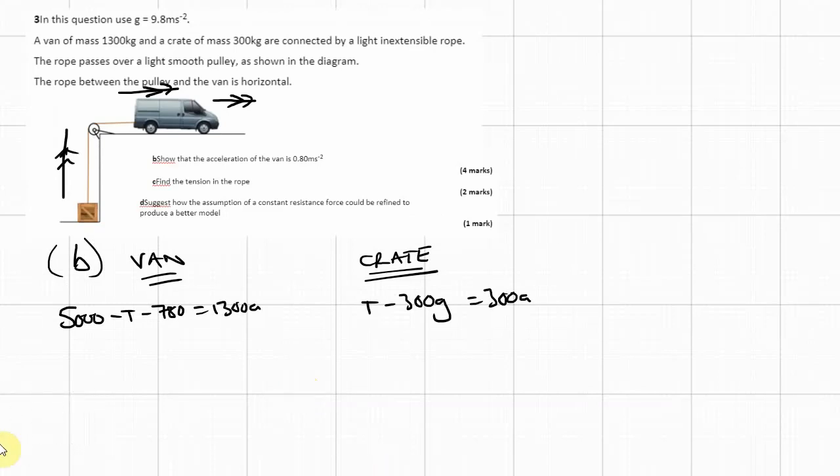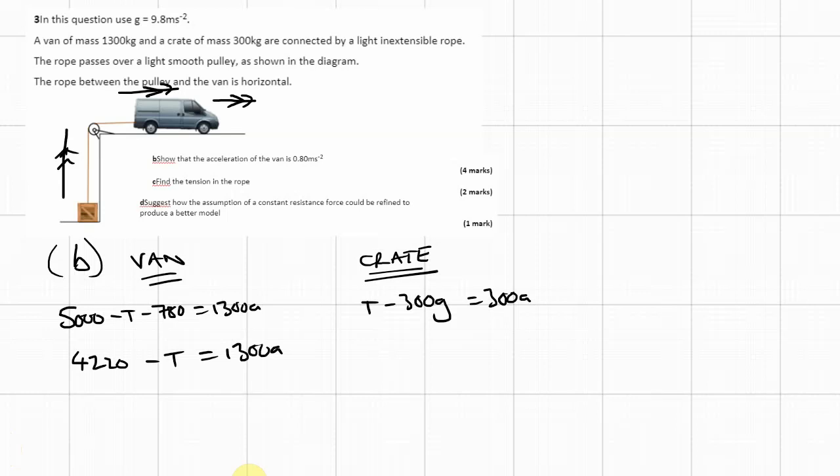So let's just tidy this up a little bit. So 5,000 take away 780 is 4,220, and I don't need to write that one out again. Okay, so we've got our two equations. This is where you get your first 2 marks for getting both of them equations.